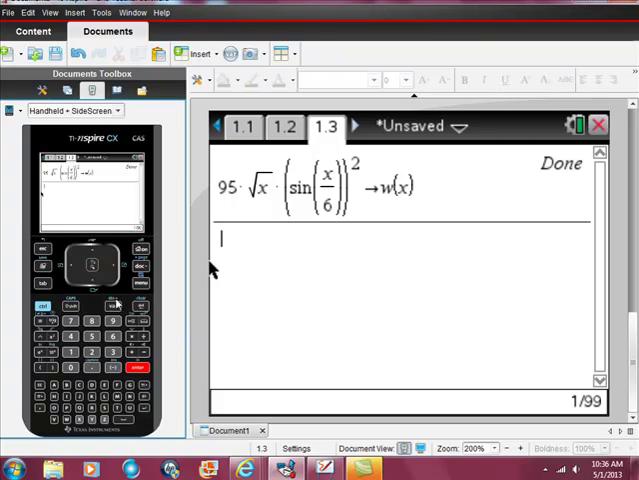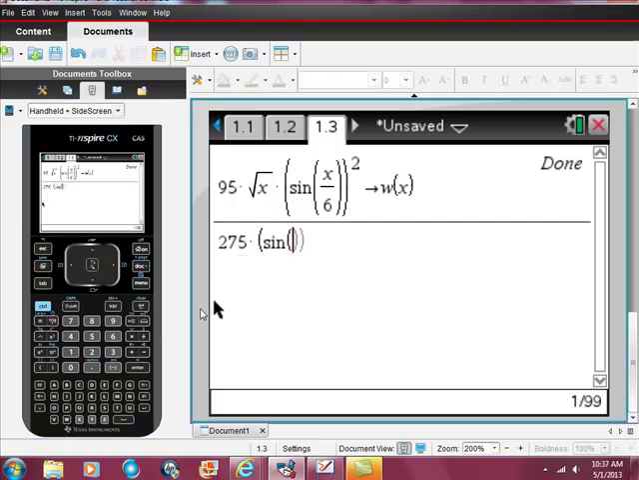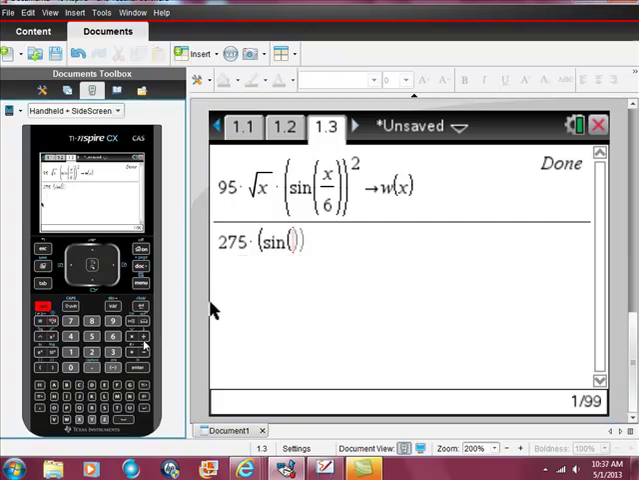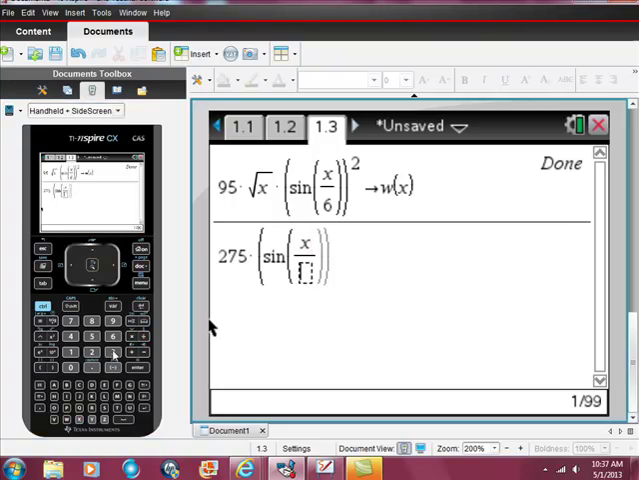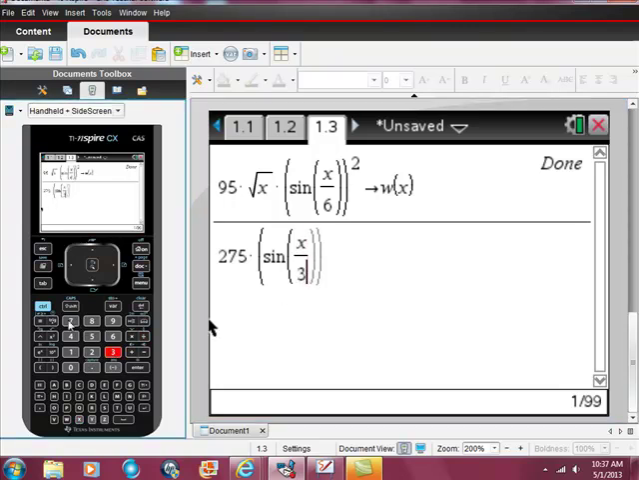So I'm going to put in the second function, which is 275 times sine squared of t over 3. I'm going to put in sine, and you can go to trig for sine, then x over 3 here. Again, look what I'm doing: I'm going to build those parentheses, build the other set of parentheses, and put that squared.